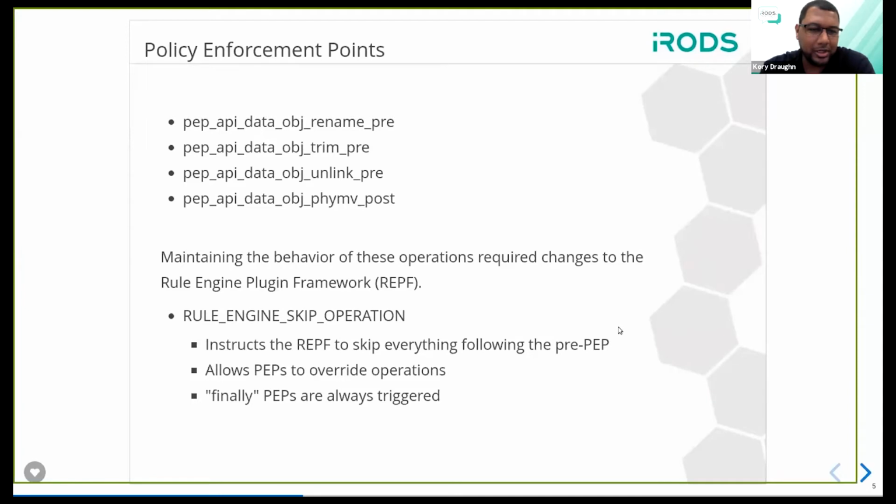But what we realized during the development of this is that the 4.2.7 rule engine plugin framework didn't have enough capabilities to make this work. So we had to introduce a new instruction to the rule engine plugin framework called rule engine skip operation. What this does is instruct the framework to skip everything following the pre-PEP. This instruction only works from pre-PEPs. It makes no sense to be used in post, accept, or finally PEPs. Only the pre-PEP.